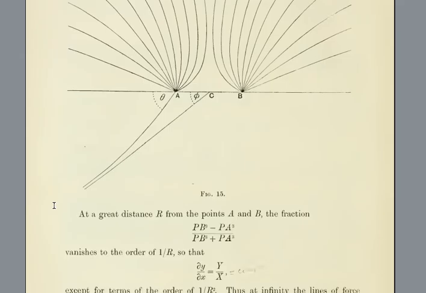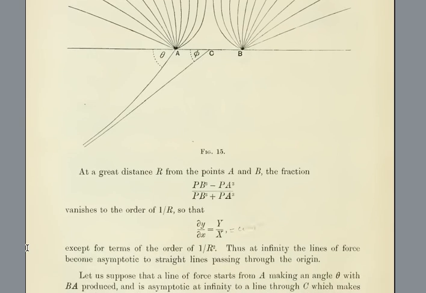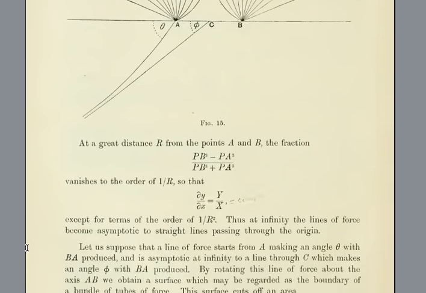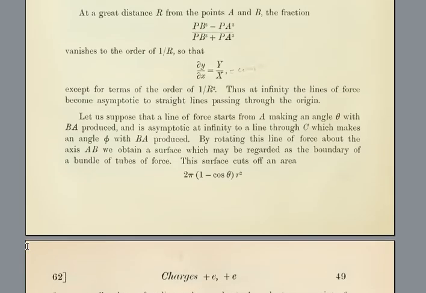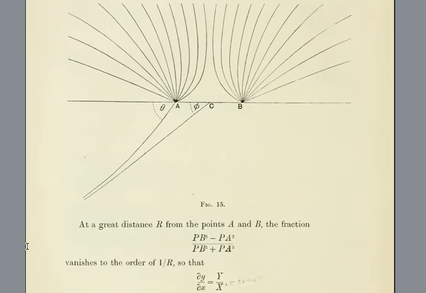At a great distance r from the points A and B, the difference of the distances to the two charges divided by the sum of the distances to the two charges vanishes to the order of 1 divided by r squared, so that except for terms of the order of 1 divided by r squared, the field at infinity becomes asymptotic to straight lines passing through the origin. Let us suppose that a line of force starts from A making an angle theta with the extended line AB and is asymptotic at infinity to a line through C which makes an angle phi with the extended line AB.